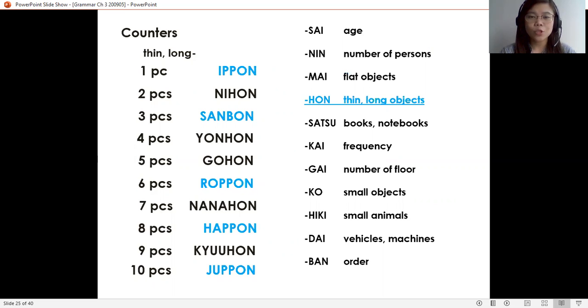Okay? So let's try to utter these. So ippon, nihon, sanbon, yonhon, gohon, roppon, nanahon, happon, kyuhon, and juppon. Okay, so again, we just follow the rules that we've learned. When you want to say, let's say, 24 bottles or 24 pens. So that's 24, two tens, and then 4. So nijuyonhon. Okay?